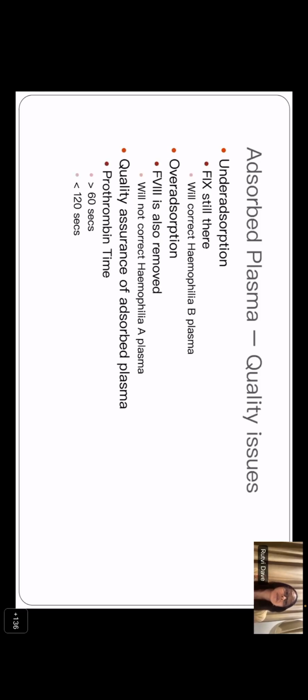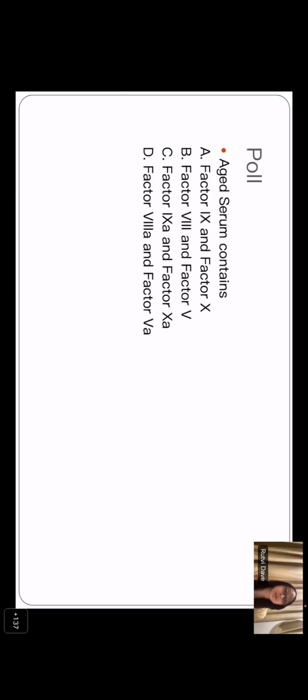Similarly, before I go to the 8 serum, I have a question. 8 serum contains which of these? Factor 9 and 10, 8 and 5, 9A and 10A, or 8A and 5A?